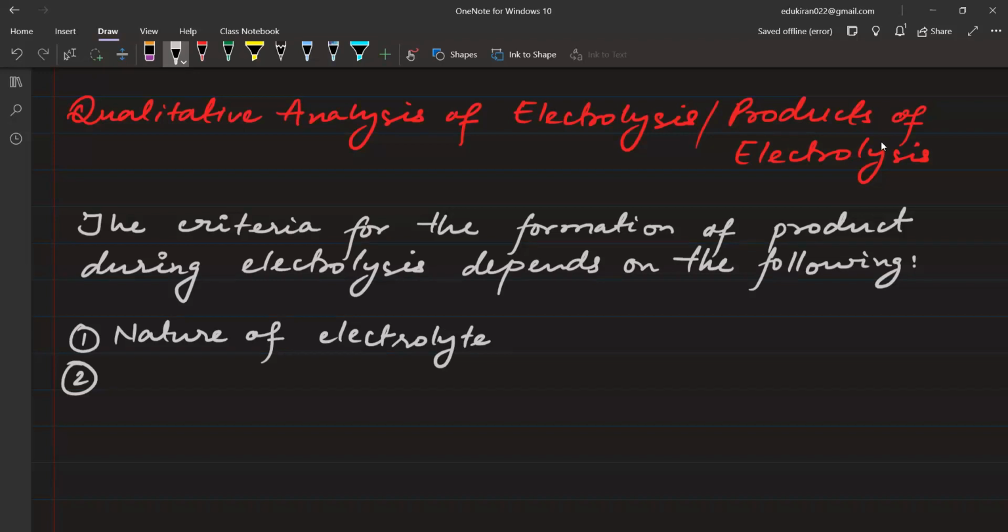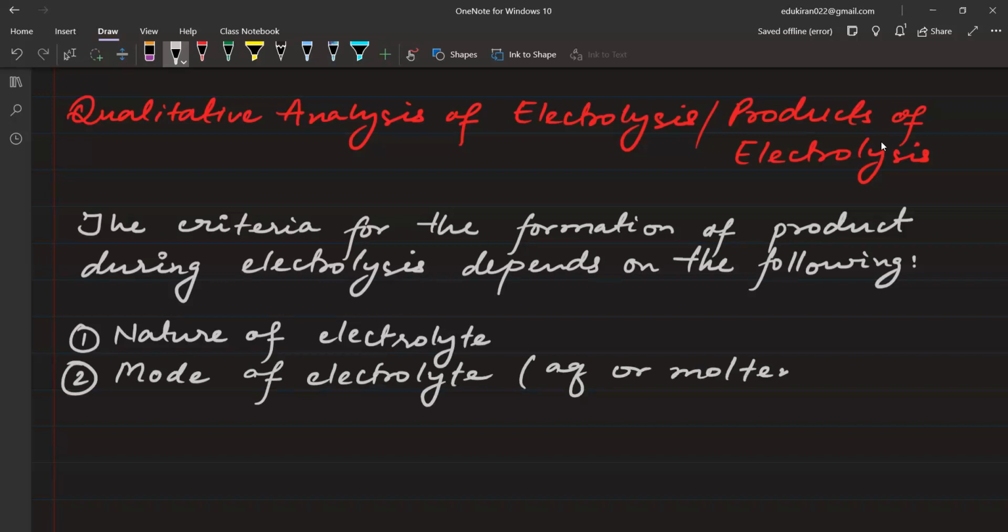Now, moving on, mode of electrolyte. Mode of electrolyte का मतलब either it is going to be aqueous or molten. If we are going to take molten NaCl, तो वहां पे तो सिर्फ सोडियम है और क्लोराइड है only. There will be no competition. एक कटायन है और एक एनायन है. But if it is aqueous NaCl, then वहां पे दो कटायन है, Na plus भी है, H plus भी है, और दो एनायन है, OH negative भी है and Cl negative भी है.